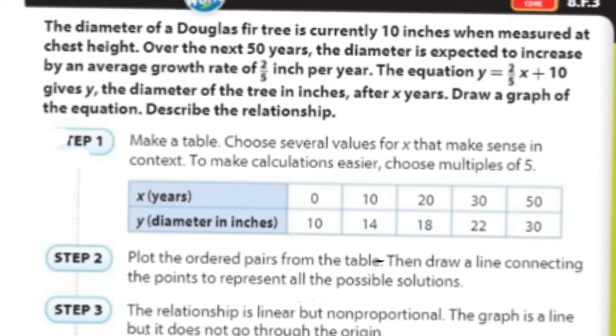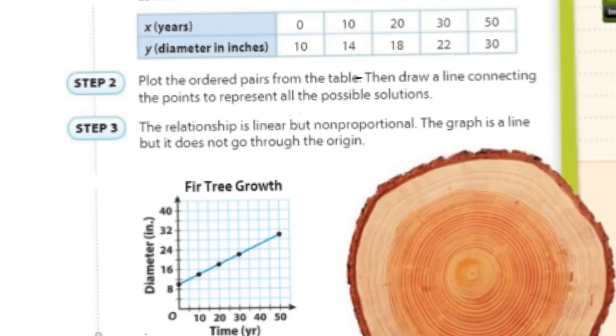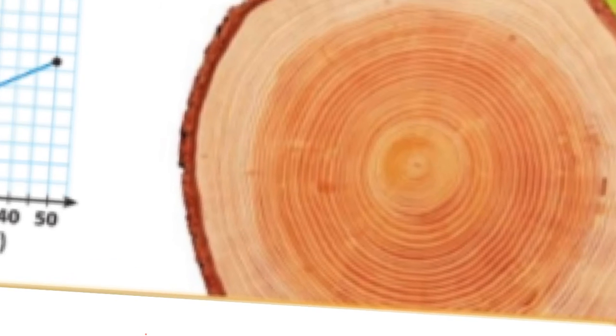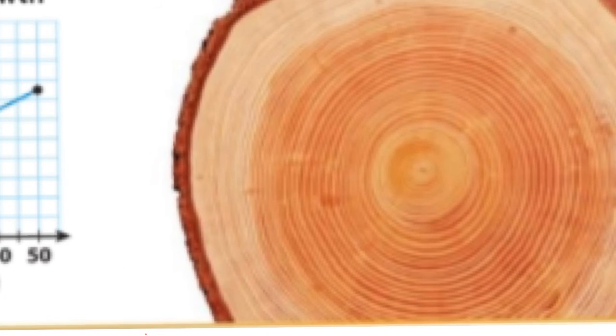Describe the relationship. So let's take a look at this Douglas fir piece that they cut. The diameter is going to go from one edge all the way across to the other side. That's your diameter. The diameter also goes through the center. So starting off this problem, the diameter is going to be 10 inches.